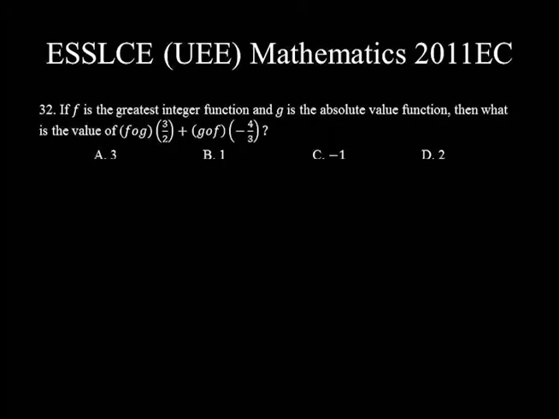Question number 32. If f is a greatest integer function and g is the absolute value function, then what is the value of f∘g of 3 over 2 plus g∘f of negative 4 over 3?